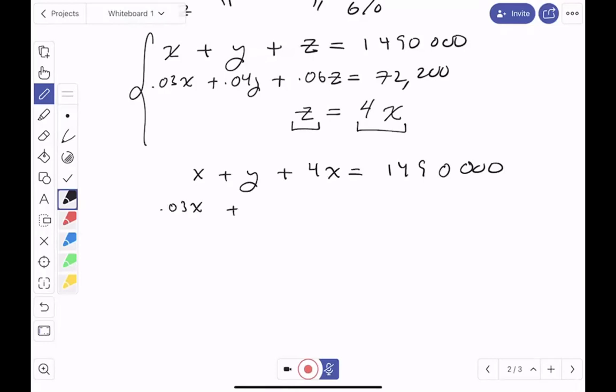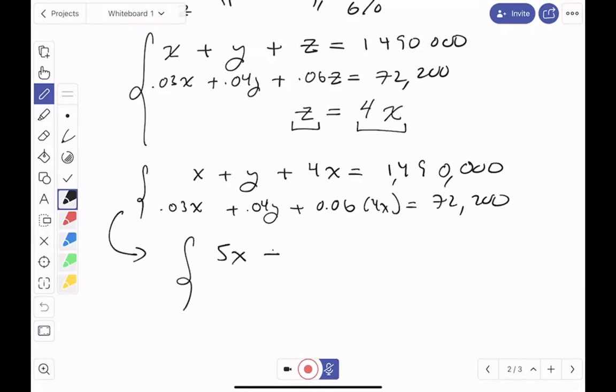0.03x plus 0.04y plus 0.06z. What's z? 4x is 72,200. All right, let's write this down. Again, I'm just going through this one step at a time. 5x plus y is equal to 149,000. Boy, this is going to be a tough one, right? So 4 times 0.06 is 0.24. 0.24 plus 0.03 is 0.27.